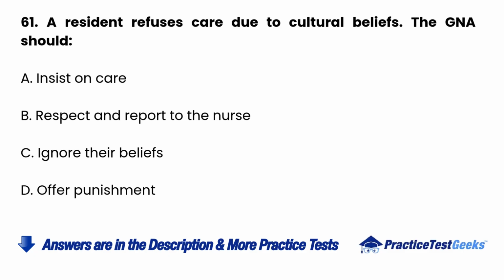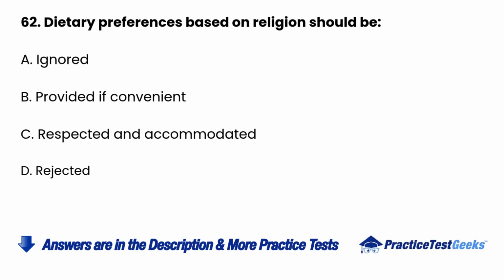61. A resident refuses care due to cultural beliefs. The GNA should A. Insist on care. B. Respect and report to the nurse. C. Ignore their beliefs. D. Offer punishment. 62. Dietary preferences based on religion should be A. Ignored. B. Provided if convenient. C. Respected and accommodated. D. Rejected.